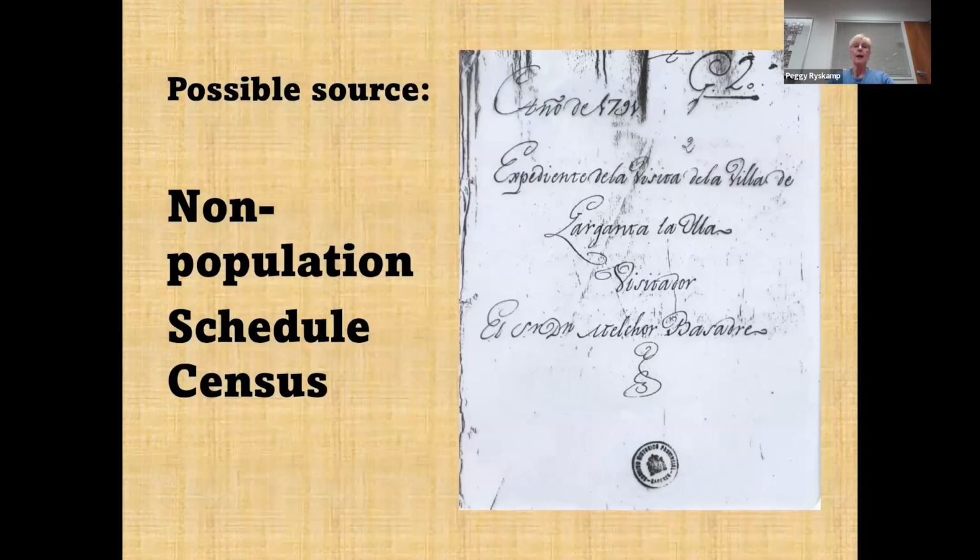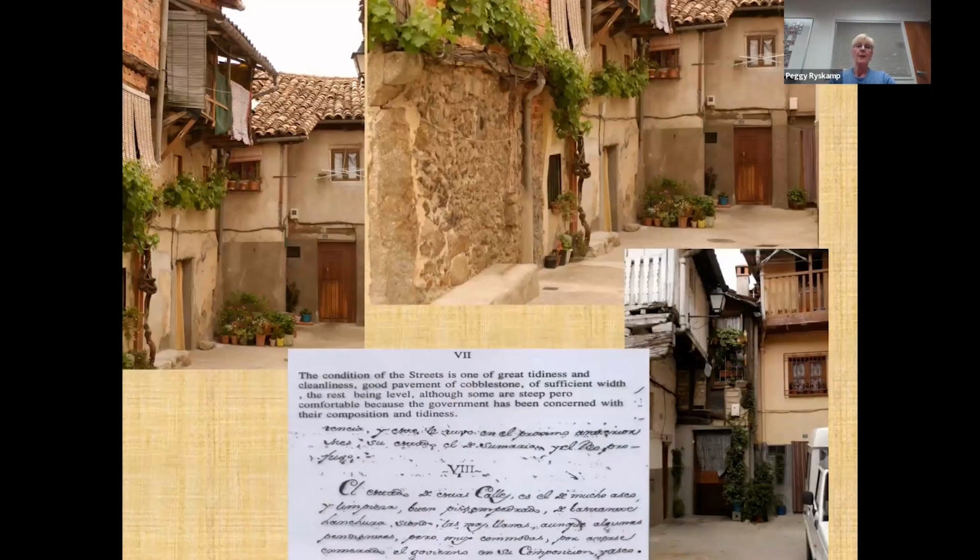Non-population schedules. If you can get one for a foreign country, they're fabulous. If you can get one for the United States, it's not a population schedule, but it will tell you things like farm equipment and animals, and just give you a sense of general life beyond people and places and names. And this does an excellent job of that with Garganta.